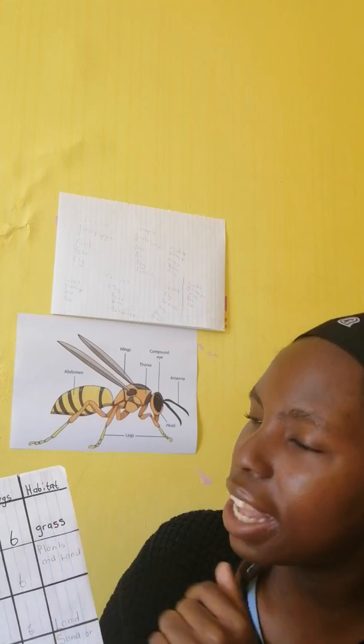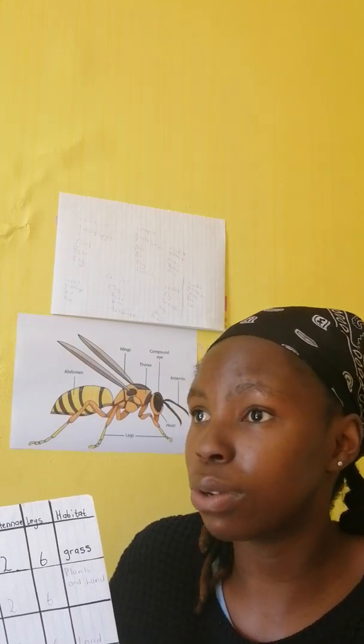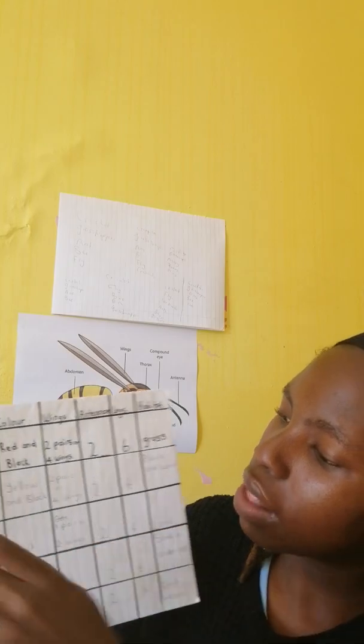And then habitat, I said grass. You can also write land because usually we find it flying around land, or we find it on grass. So imagine if there was no grass for these insects to live. What would happen? What do you think would happen to them? Sad, right? Yeah, so your table should look something like this at the end, all filled out with different pictures.